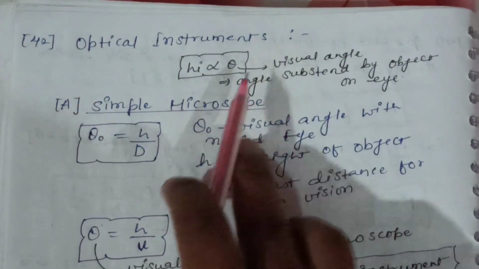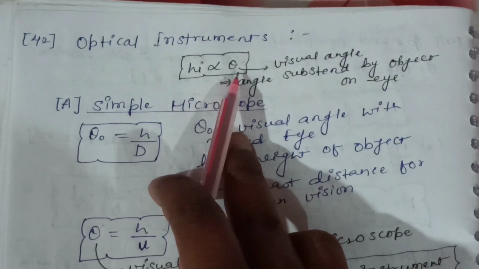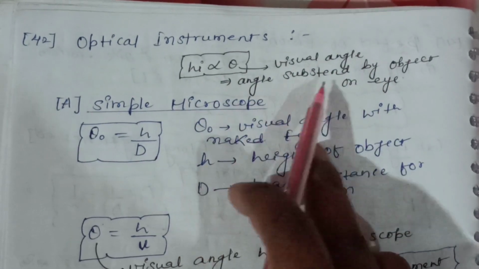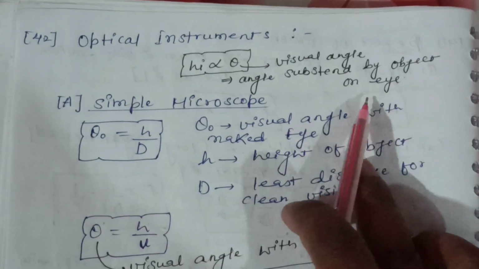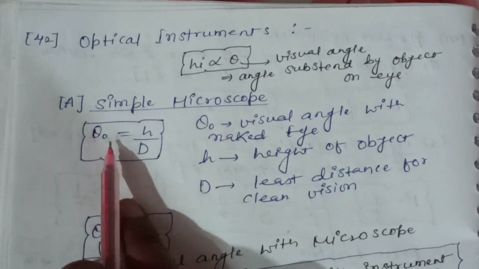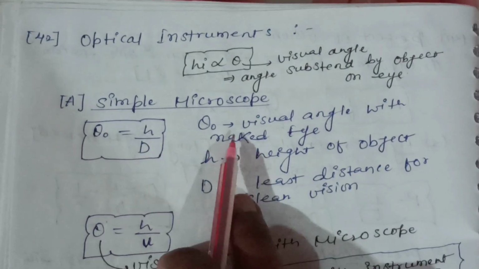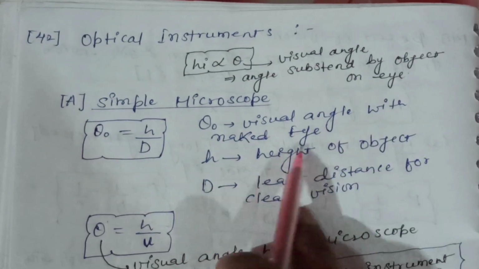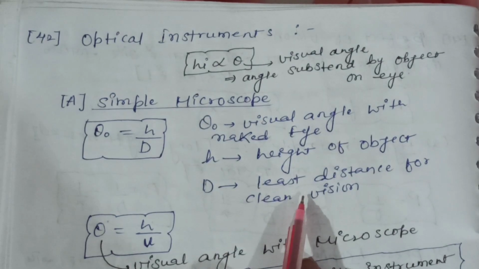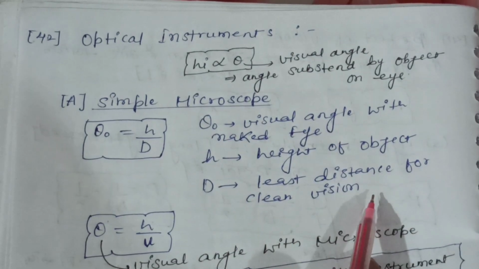Optical instruments. Magnification is directly proportional to theta. Visual angle: the angle subtended by the object on the eye. Simple microscope: theta naught is equal to h upon d. Theta naught is the visual angle with the naked eye, h is the height of the object, and d is the least distance for clear vision.